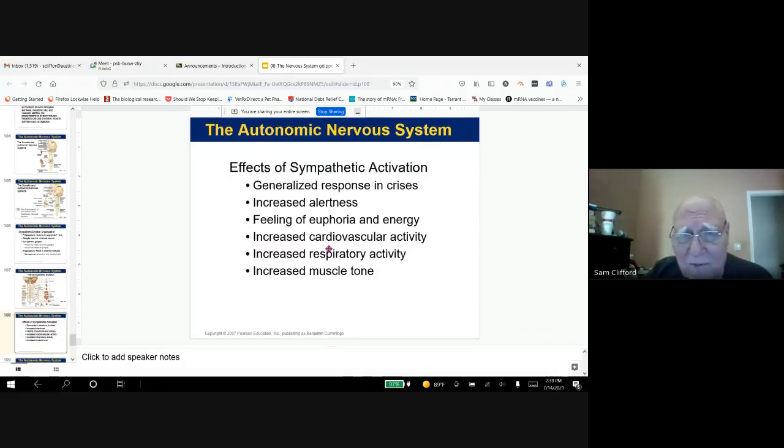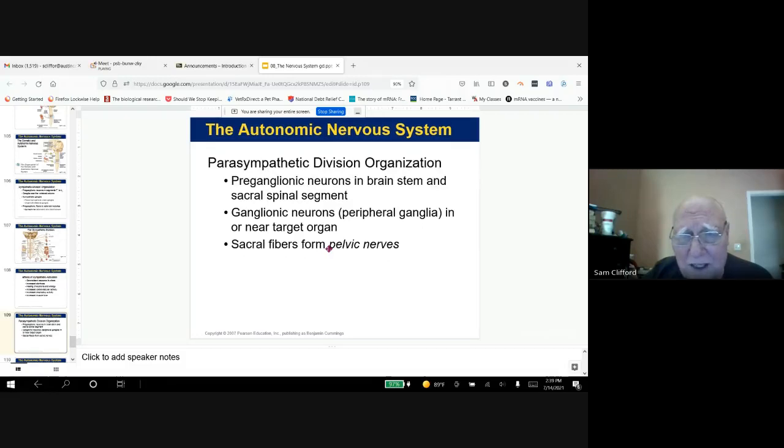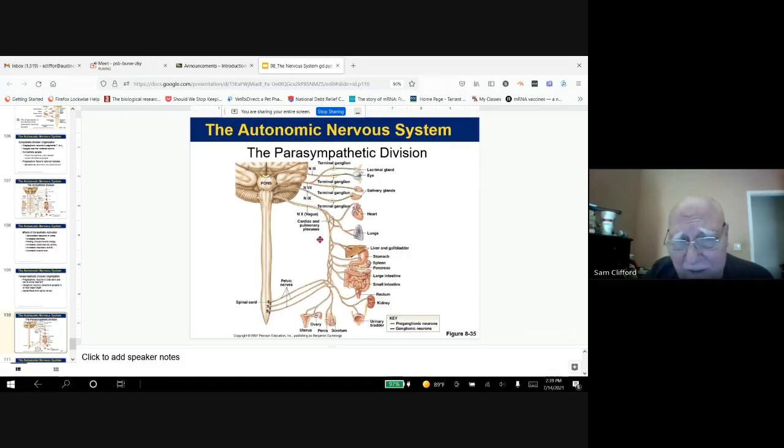Then we have the parasympathetic division, and these preganglionic neurons originate in the cranial and sacral regions, and the preganglionic neurons are much longer, and the synapse occurs at the organ.